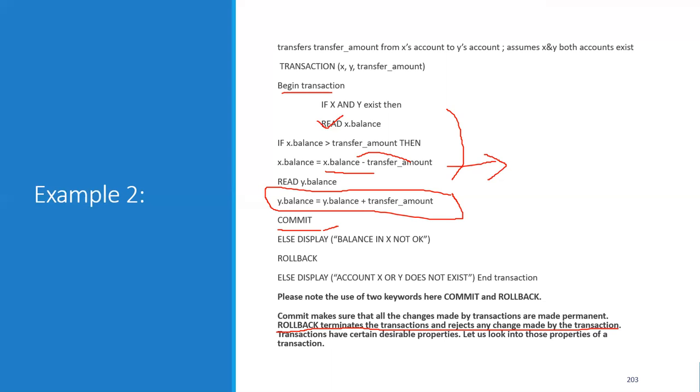Once you have executed the transaction successfully, when you apply commit in SQL, that means whatever updates were performed during execution are changed permanently. Transaction updates are saved permanently in the database. Suppose any failure occurs, then the outcome of the transaction is the initial values. If there is any failure, the database or SQL uses the rollback statement. This rollback terminates the transaction and rejects any change made by the transaction.